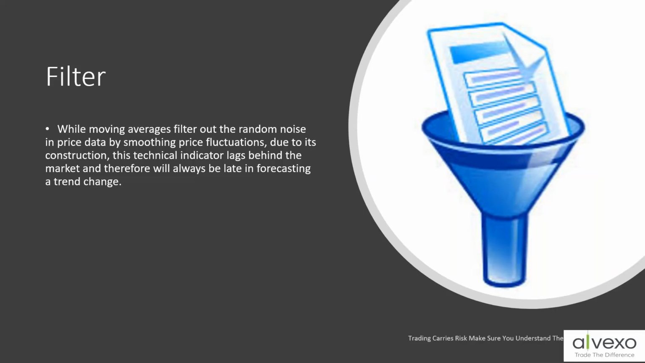So while moving averages filter out the random noise in price data by smoothing price fluctuations due to its construction, this technical analysis indicator lags behind the market and is therefore always late in forecasting a trend change. Now, I'm going to assume that most of you out there already know about moving averages.